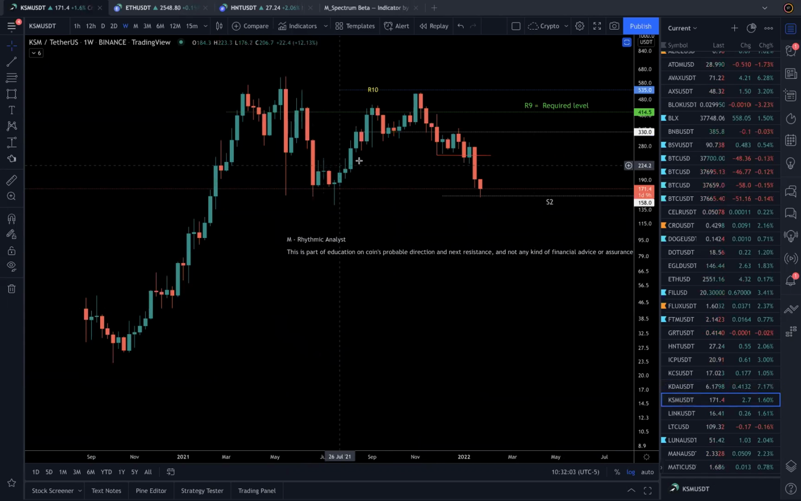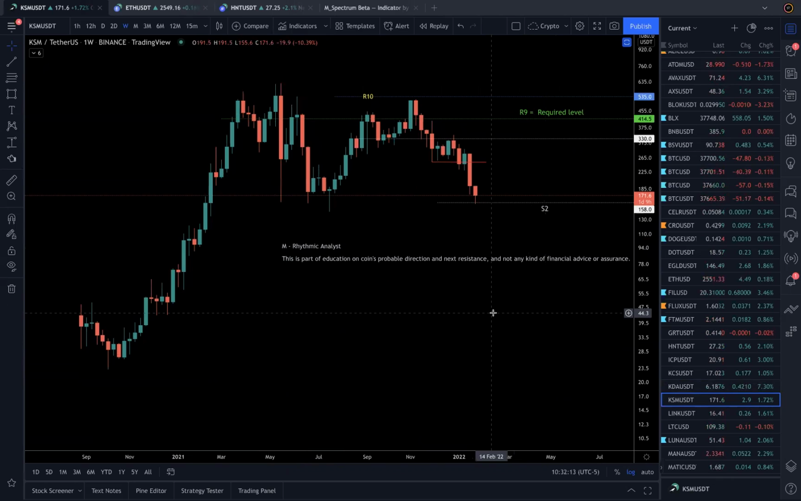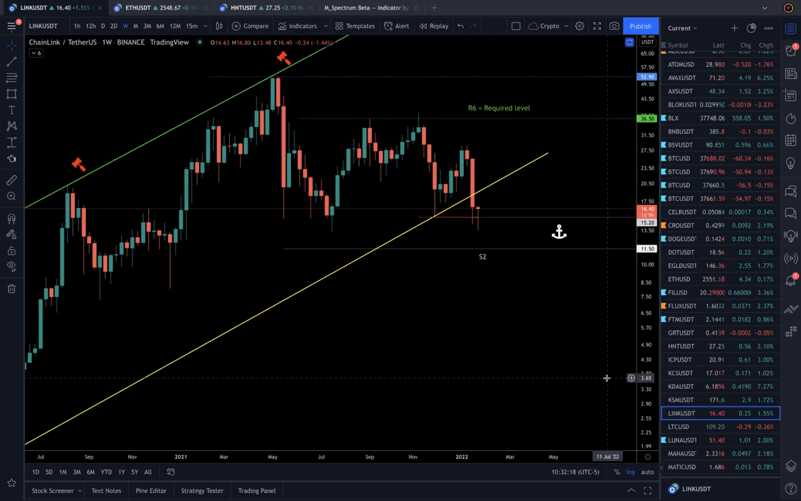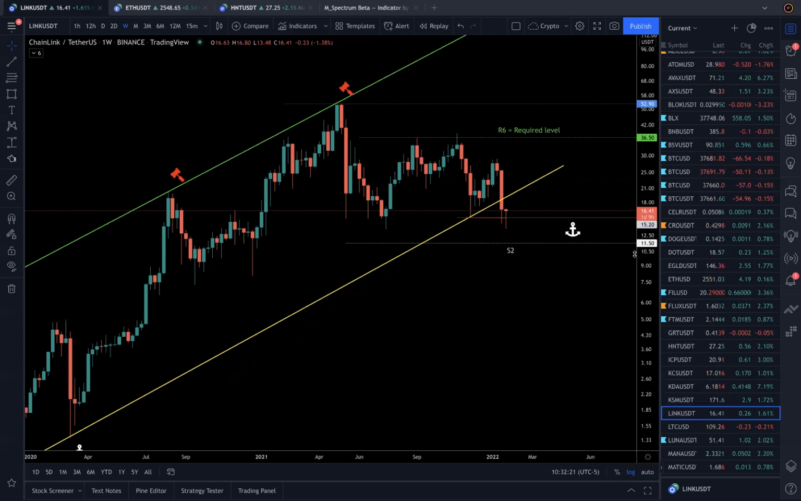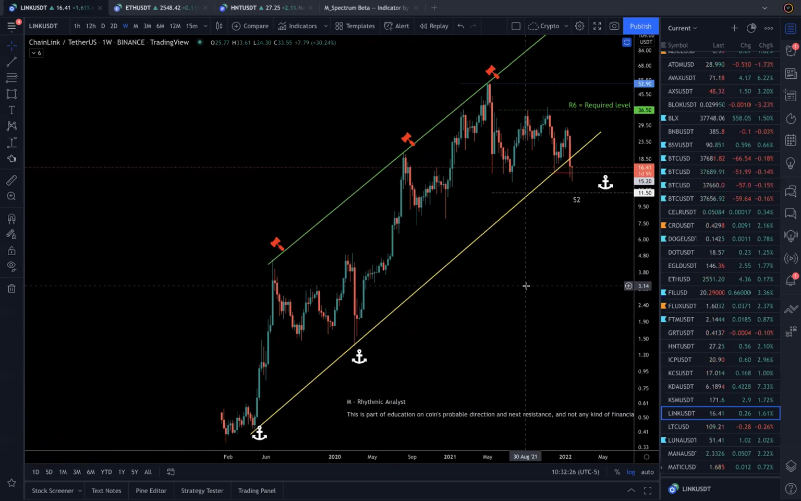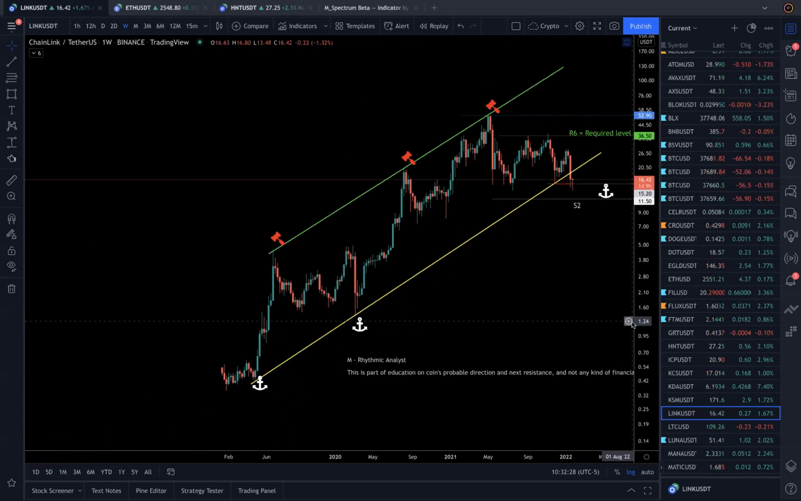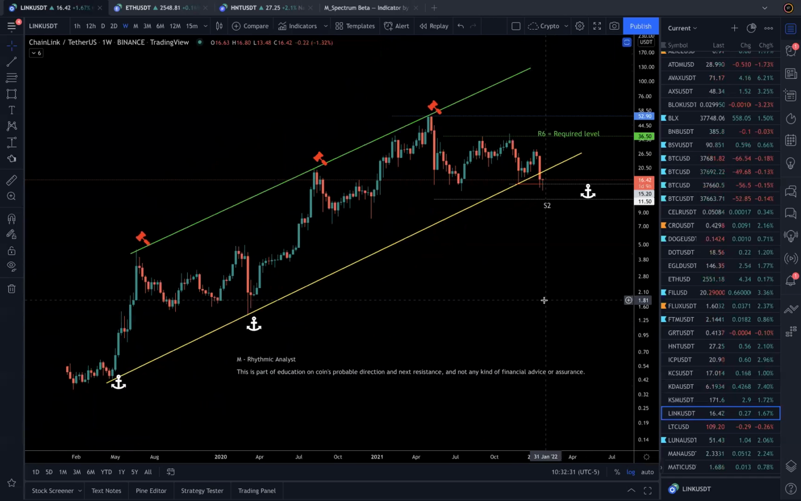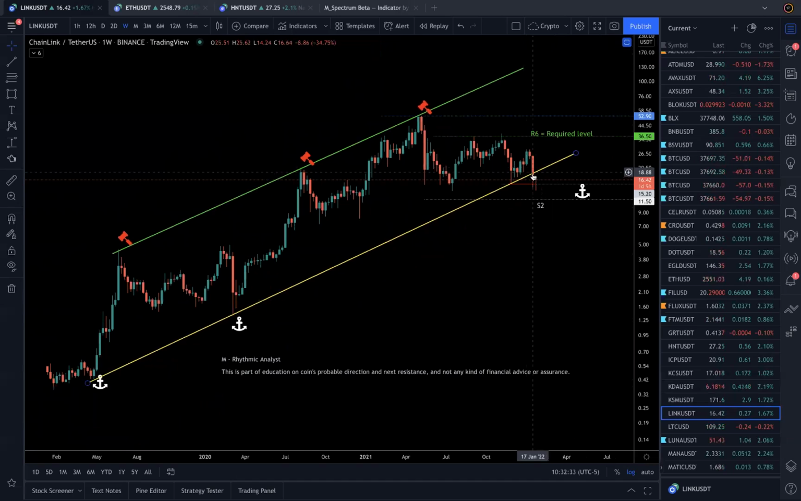Okay, this is KSM, similar to Bitcoin, right? Very similar. As I said earlier, I think KSM has a similar pattern for some reason, as if this is the Bitcoin chart. Link broke the ascending channel. So this is a little tricky. So this is penetration, but it broke below weekly, settled below. So the channel is broken.